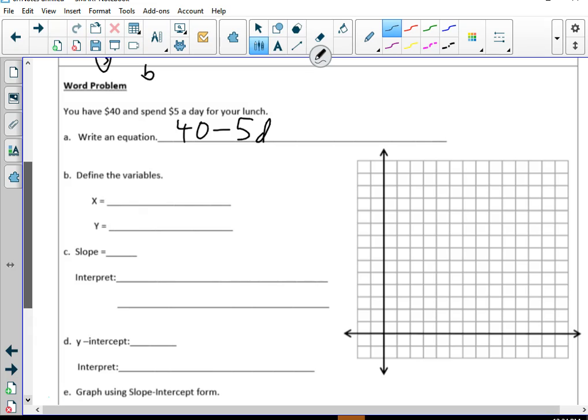I'm going to change this to a D. So D is days, and Y is money. How much money I got? That's supposed to be a dollar sign there. 40 minus 5D. Remember, because this is my M, and this is my B. It's a little bit backwards, right? M is always in front of the variable. So what's my M? Negative 5. What's my intercept? 40. So the intercept is 40.